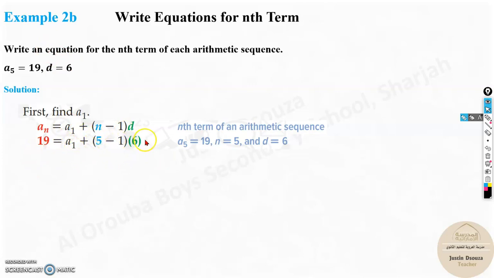You can solve it in a calculator. Over here it is 5 minus 1 is 4. 4 times 6 is 24. Take 24 to the other side. It will be negative 5. So first term a1 is negative 5.